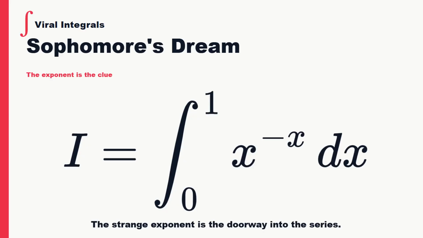So this integral is called the Sophomore's Dream. It looks strange because the exponent is changing with x, but the main idea is to rewrite x to the negative x as an exponential, then let a familiar series do the work.